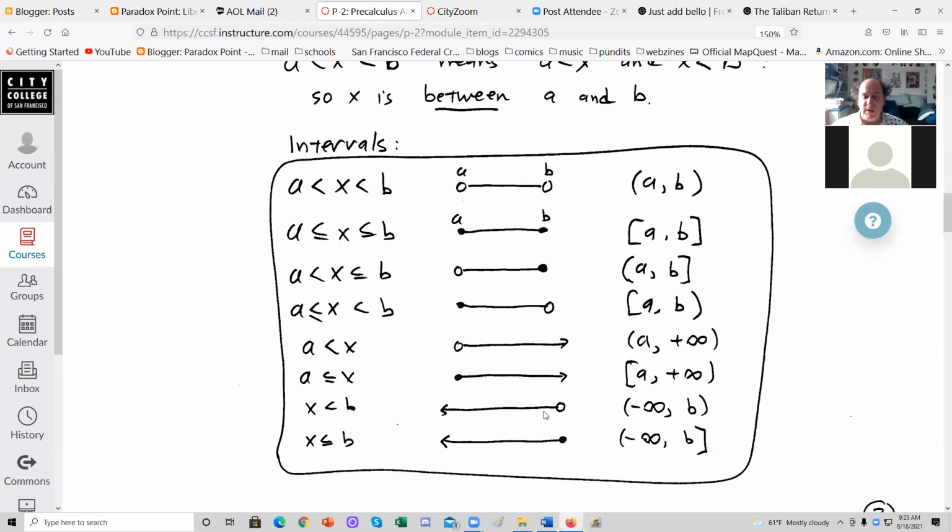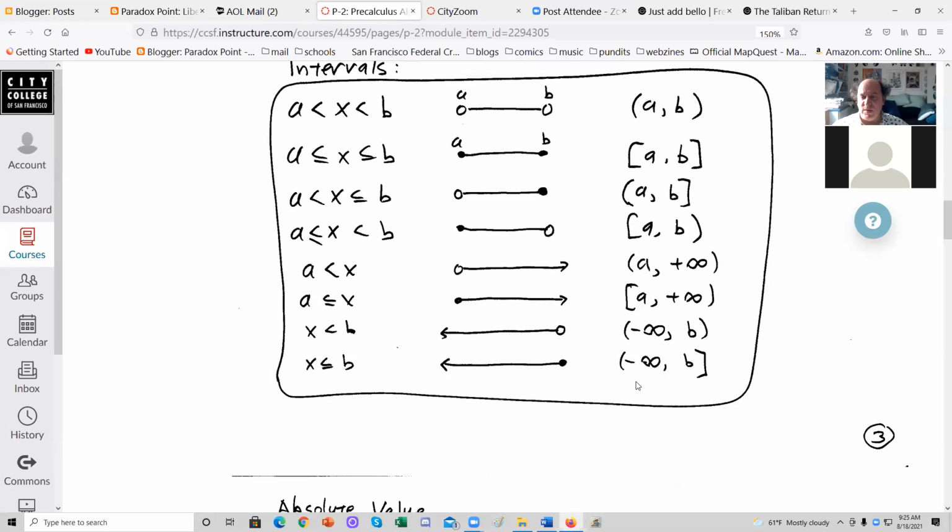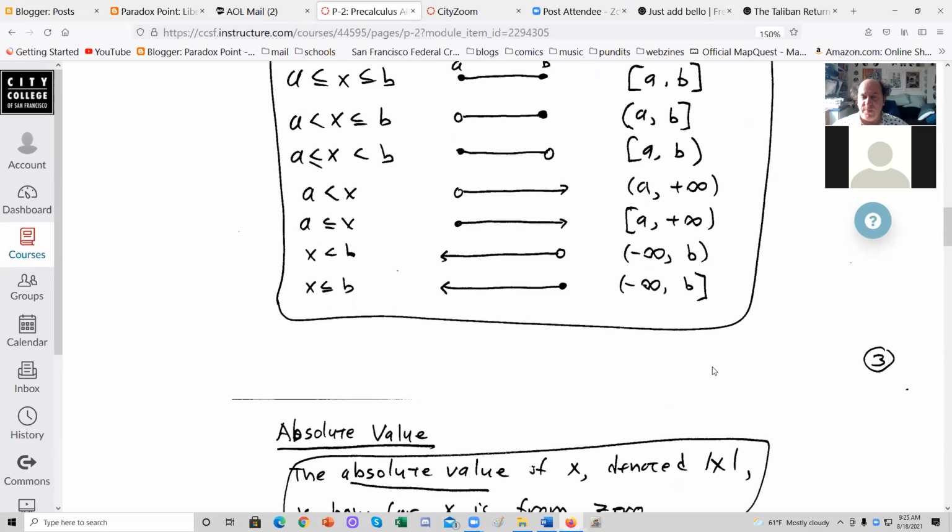Here, x less than b, it's everything to the left of b. So negative infinity to b, round bracket. This is x less than or equal to b, everything less than or equal to b. So b and everything to the left of it. This interval is denoted round bracket negative infinity to b, square bracket.